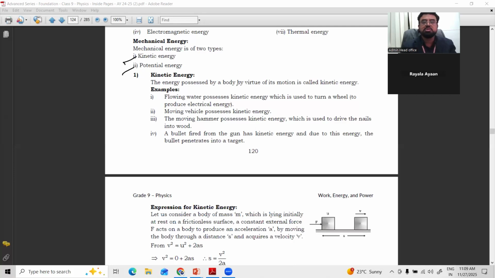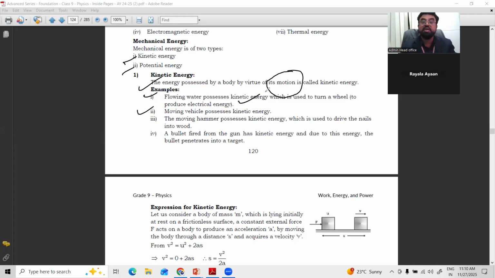The energy possessed by a body by virtue of its motion: every moving body possesses kinetic energy. Clear? Examples. Flowing water possesses kinetic energy, which is used to turn a wheel to produce electrical energy. For example, in dams like Nagarjuna Sagar Dam, with flowing water we can produce electricity. So the energy possessed by that flowing water is kinetic energy.